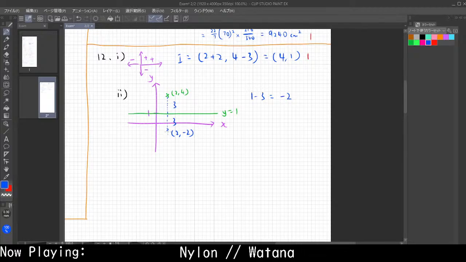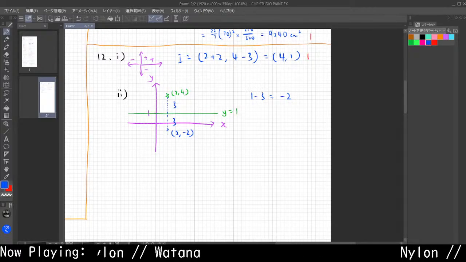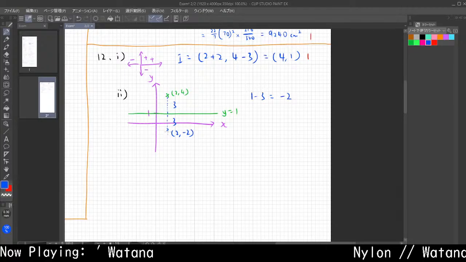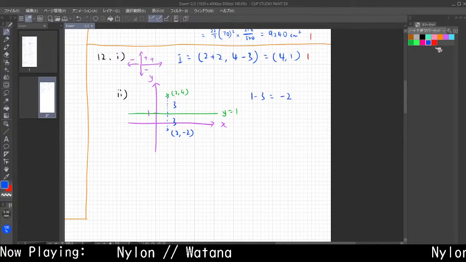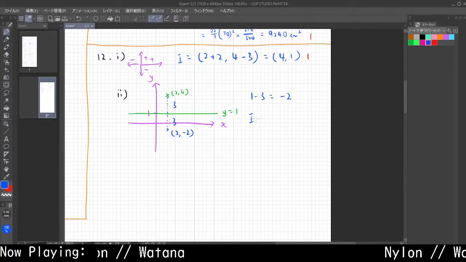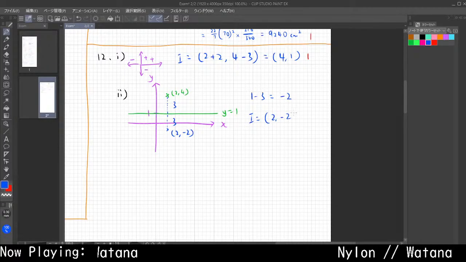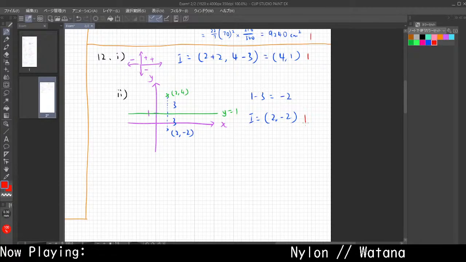And since you are only reflecting, you are only moving downwards, you are not moving left and right, therefore your x doesn't change, so it will remain as 2. Your x doesn't change, 2, and then your y is negative 2, so 2 comma negative 2. So this will be your answer. So your I in this case is equal to 2 comma negative 2. This will give you 1 mark.